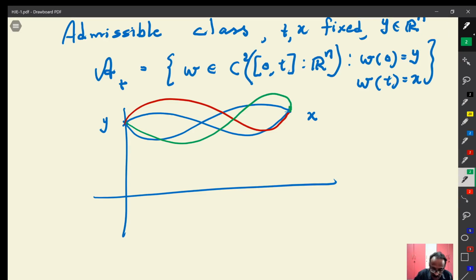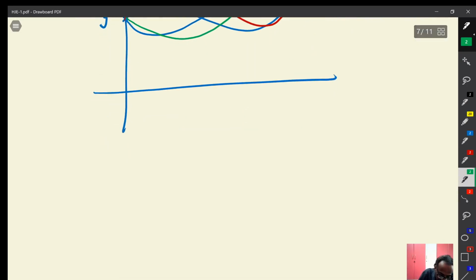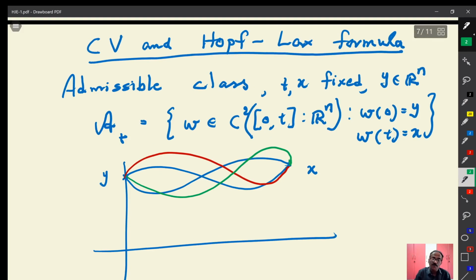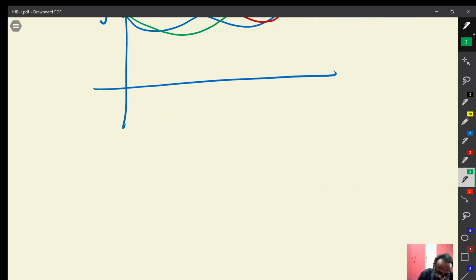So what is your minimization? L is a Lagrangian given. So that's an admissible class. You are considering all possible twice differentiable, continuously differentiable functions starting from Y to X. First you look at all points reaching there, and then all the points Y. So eventually we will vary Y as well, but T and X are fixed. So you have a Lagrangian L, and eventually we will have conditions.